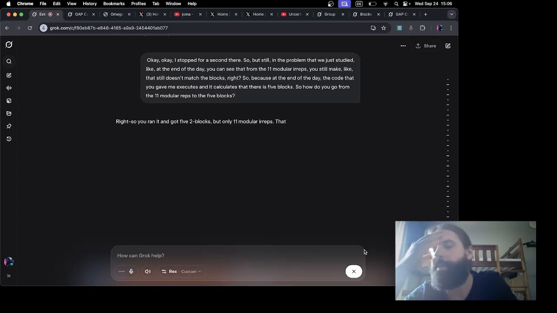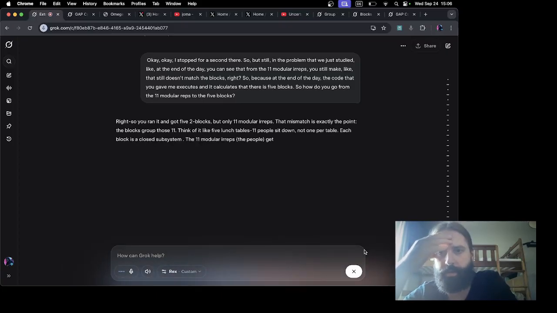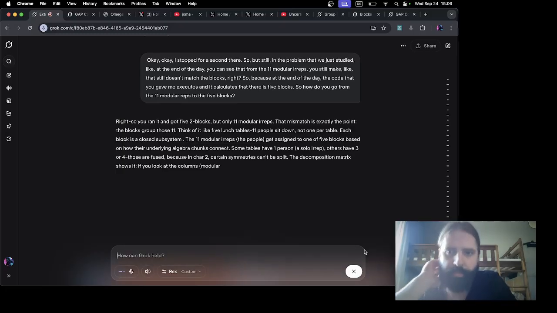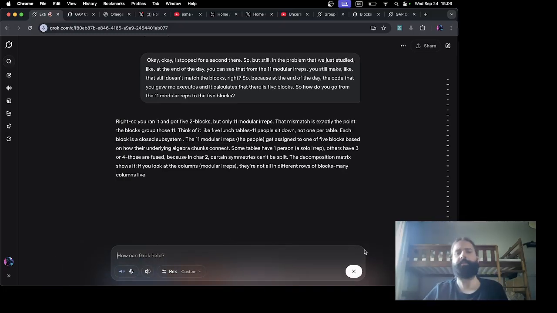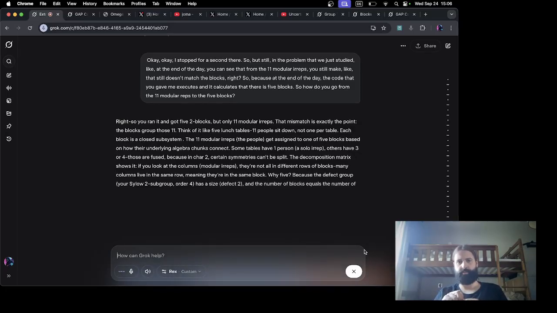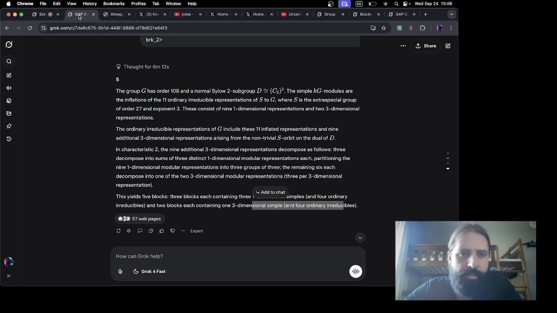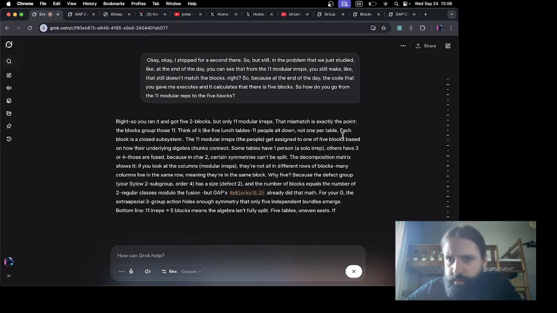Right, so you ran it and got 5 2-blocks, but only 11 modular irreps. That mismatch is exactly the point. The blocks group those 11. Think of it like 5 lunch tables. 11 people sit down, not 1 per table. Each block is a closed subsystem. The 11 modular irreps, the people, get assigned to one of 5 blocks based on how their underlying algebra chunks connect. Some tables have 1 person, a solo irrep. Others have 3 or 4. Those are fused, because in char 2, certain symmetries can't be split.